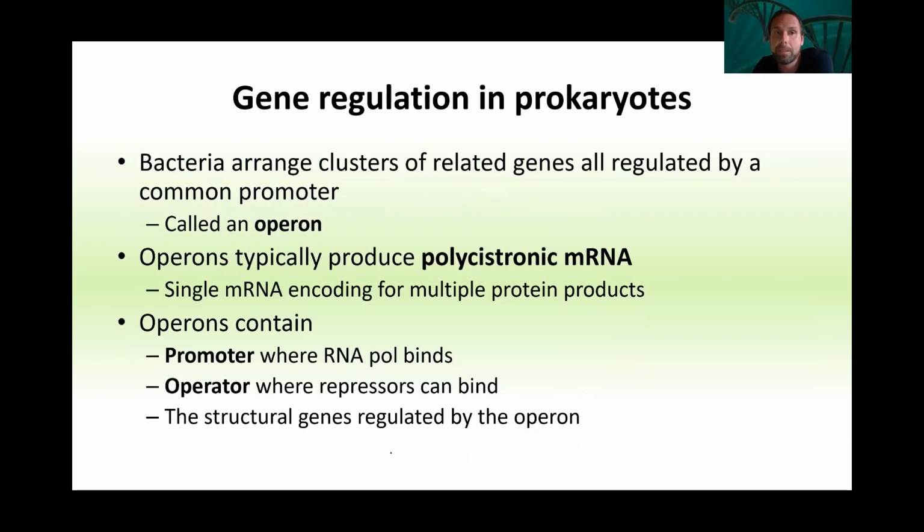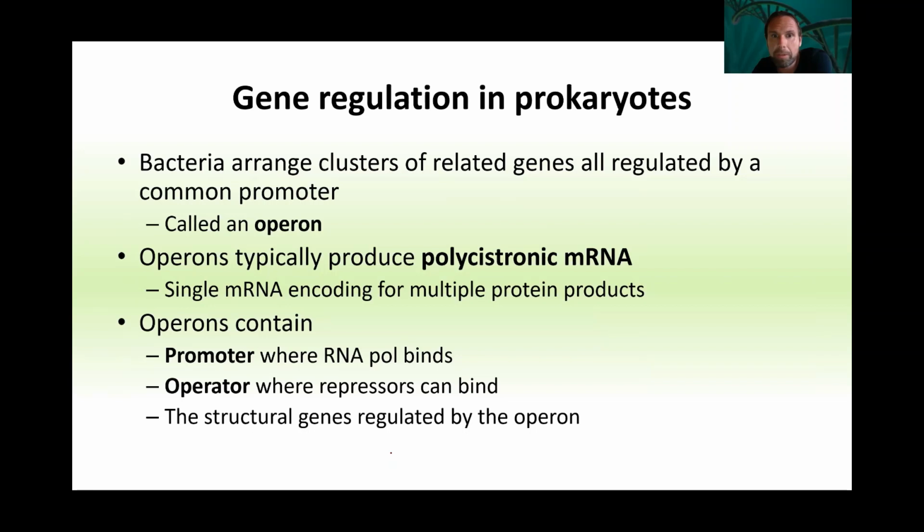Another major difference between eukaryotes and prokaryotes is that prokaryotes have what's called an operon. An operon is a cluster of related genes that are all regulated by a common promoter. So it's one promoter that makes one mRNA, but that one mRNA has multiple open reading frames for different proteins. And these proteins are invariably involved in the same metabolic pathway. When you have a single mRNA with multiple open reading frames, or recipes for different proteins, we call that a polycistronic mRNA. As far as we know, eukaryotes do not do this. This has only been identified in bacteria.